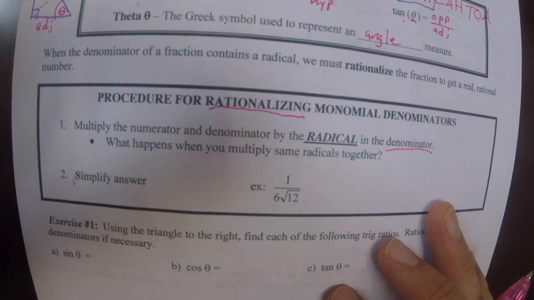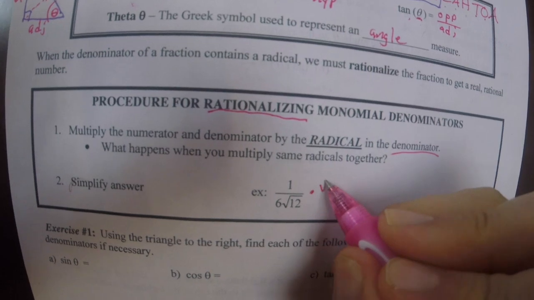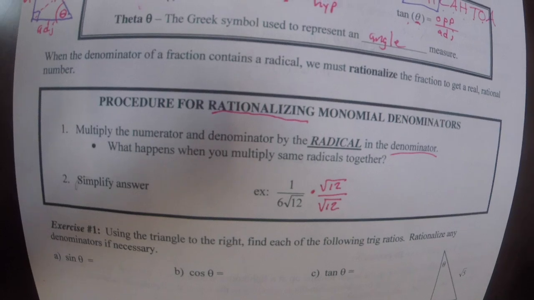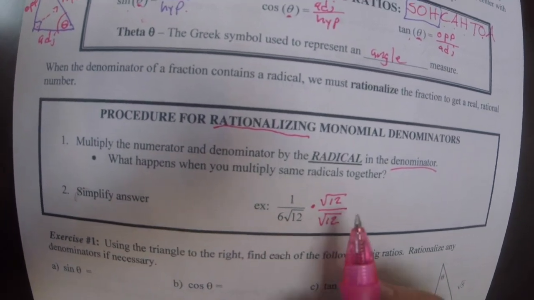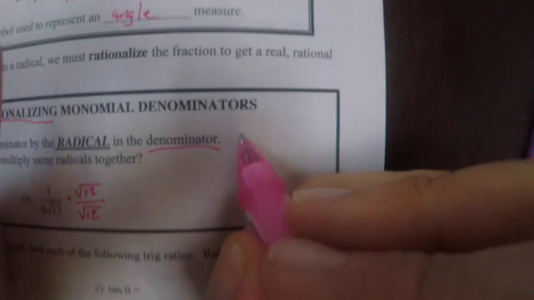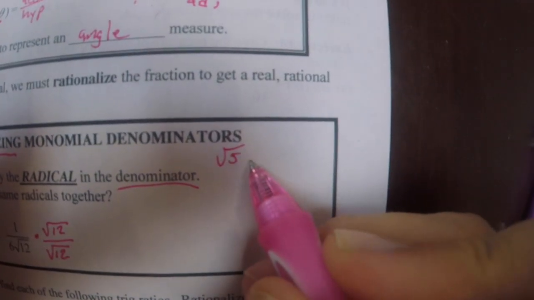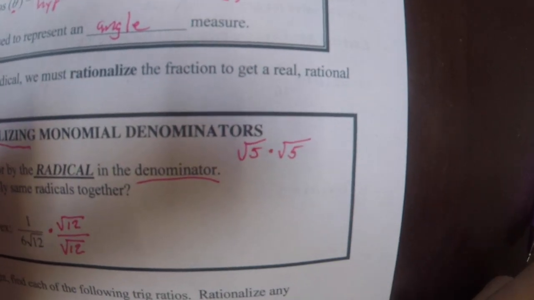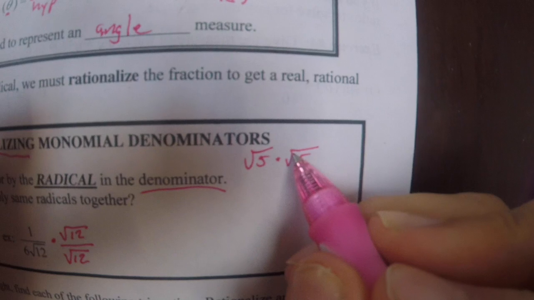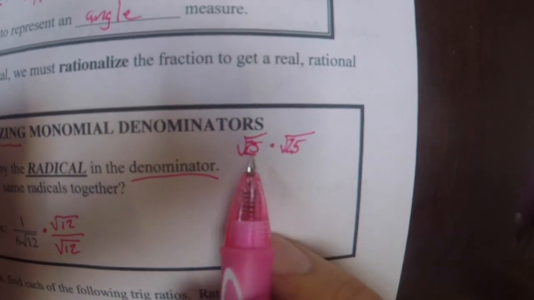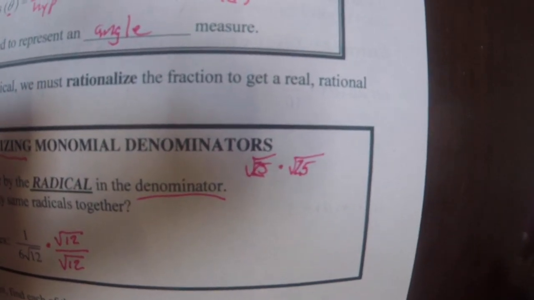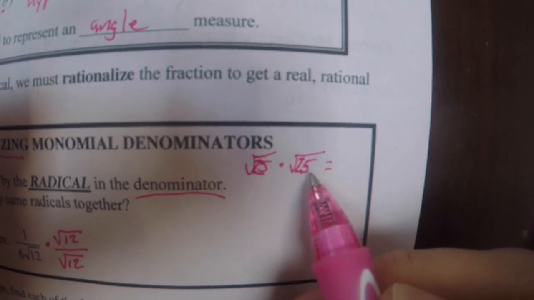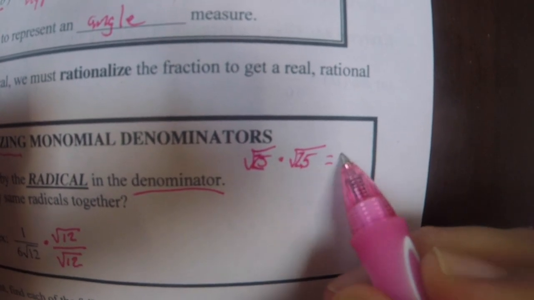Okay, so we are going to multiply both the top and the bottom by radical 12. Now, why do we do that? What happens when you multiply the same radicals together? Well, let's do that over here really quick. If I took the square root of 25 and I multiplied that by the square root of 25, what would that equal? Well, the square root of 25 is 5. The square root of 25 is 5. And 5 times 5 is 25.